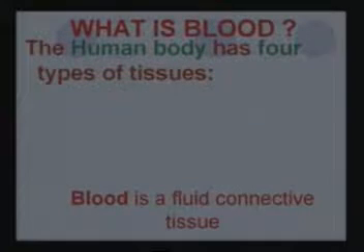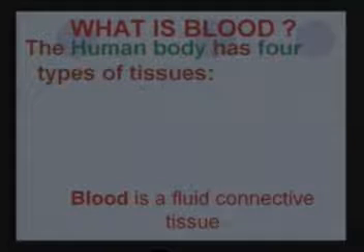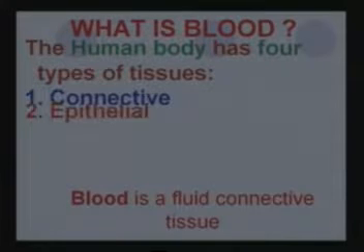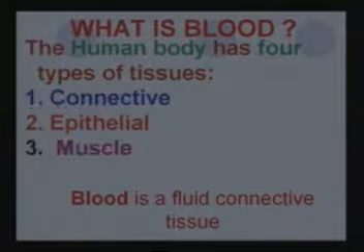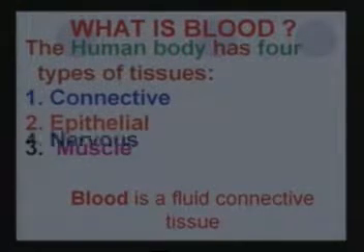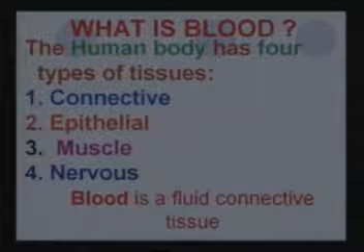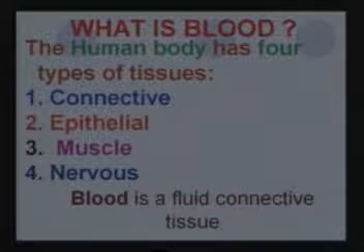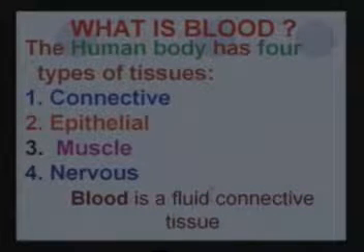Everybody knows there is blood, but what is blood? Blood is actually a connective tissue. The human body has 4 types of tissues. First is the connective tissue, the other is the epithelial tissue, the third is the muscle tissue, and the fourth is the nervous tissue. Blood is a connective tissue. And what does that mean? It means that it has certain characteristics which make it a connective tissue.